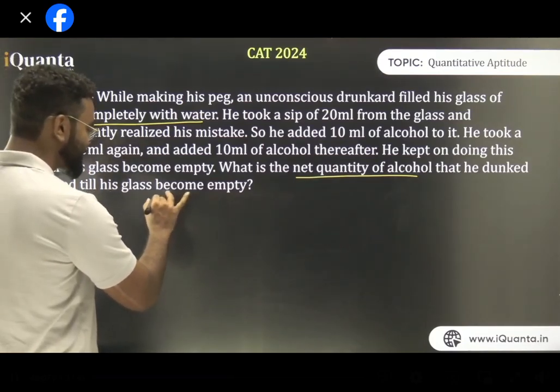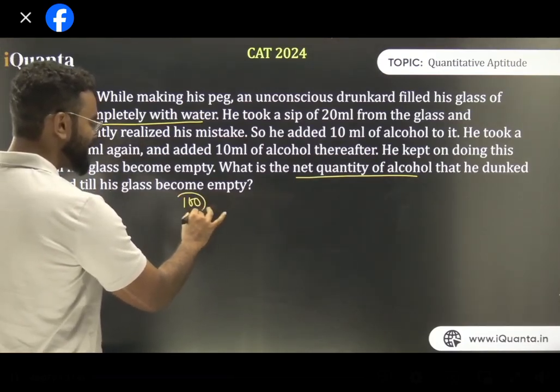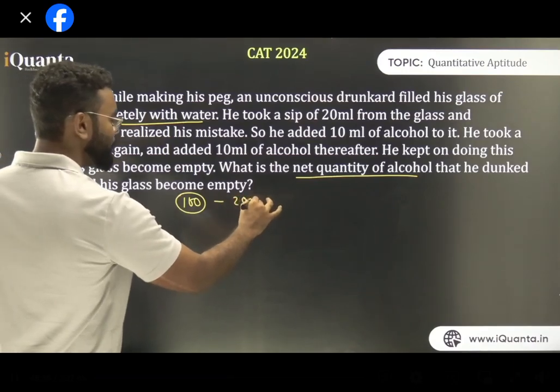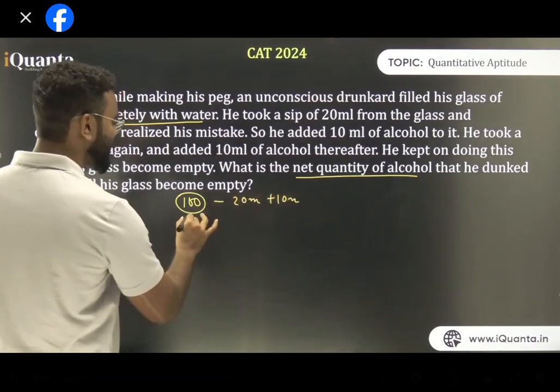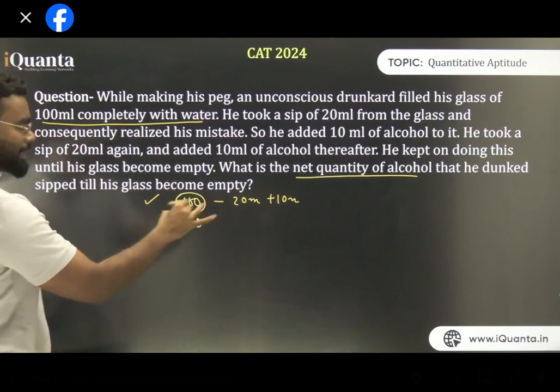Think about the first case. 100 was there. 100 is there, right? I drink 20 ml, then add 10 ml, right? So it becomes 90 ml. So I have already drunk once. 20 ml I have already drunk here.